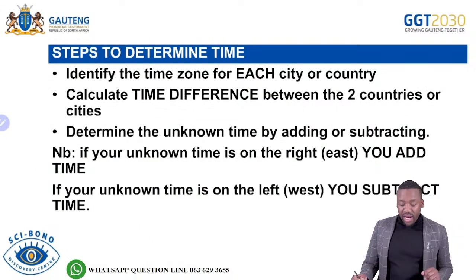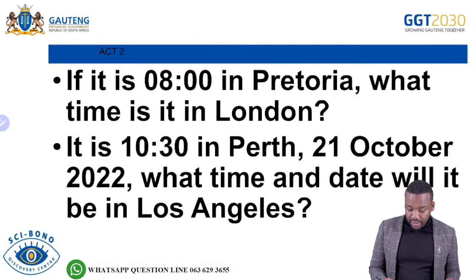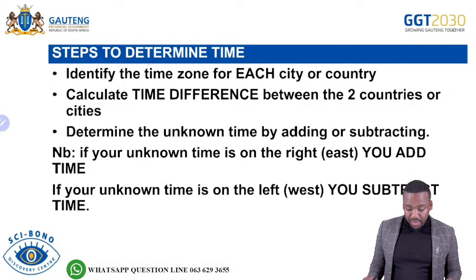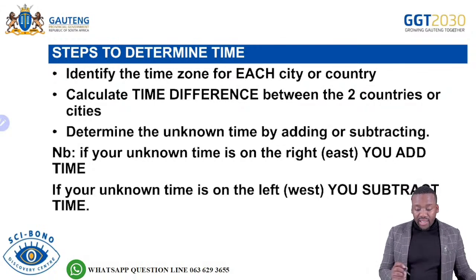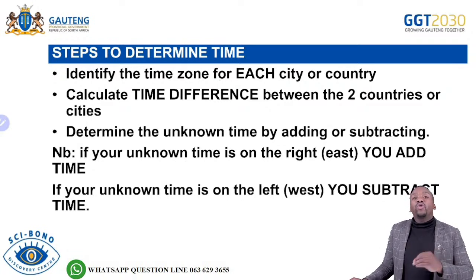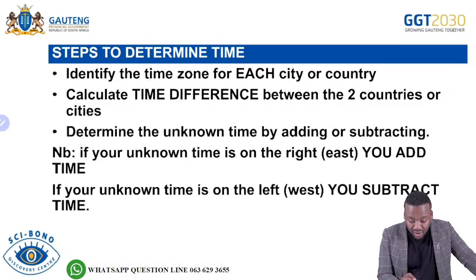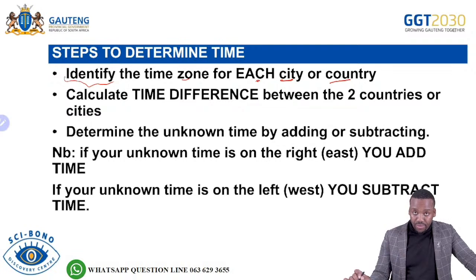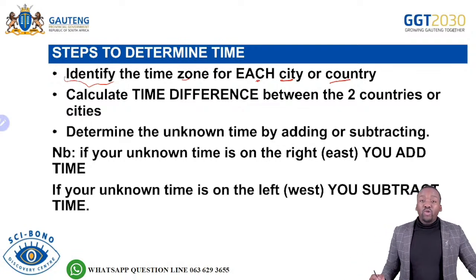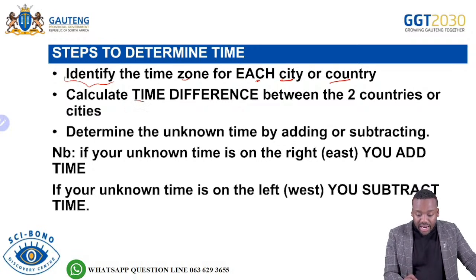Then, how do we calculate time there? Right? Steps to calculate time. The first thing that you must do is to identify the time zone for each city or country. Obviously, you need to read your statement first, but you need to know this process. How do we determine or calculate time? You first must identify from your time zone map the time zone for each city or country. You write it down. After doing that, what must you calculate? You need to calculate the time zone difference between the two countries or cities.